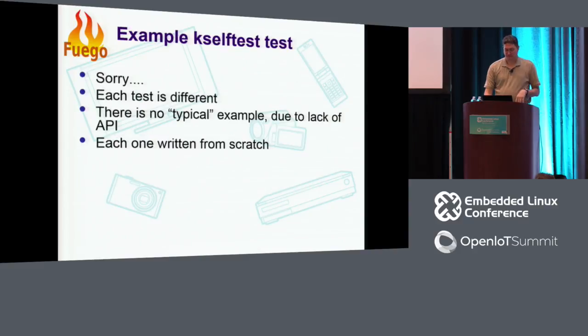The output is different. I was going to show an example of kselftest, but there's really not a good example. I have a test on size in here, but it would be gratuitous for me to show my own test. Each test is different, so there's really no canonical example of the API, because there's really no API. There is a little bit of an API. Each run is written from scratch.